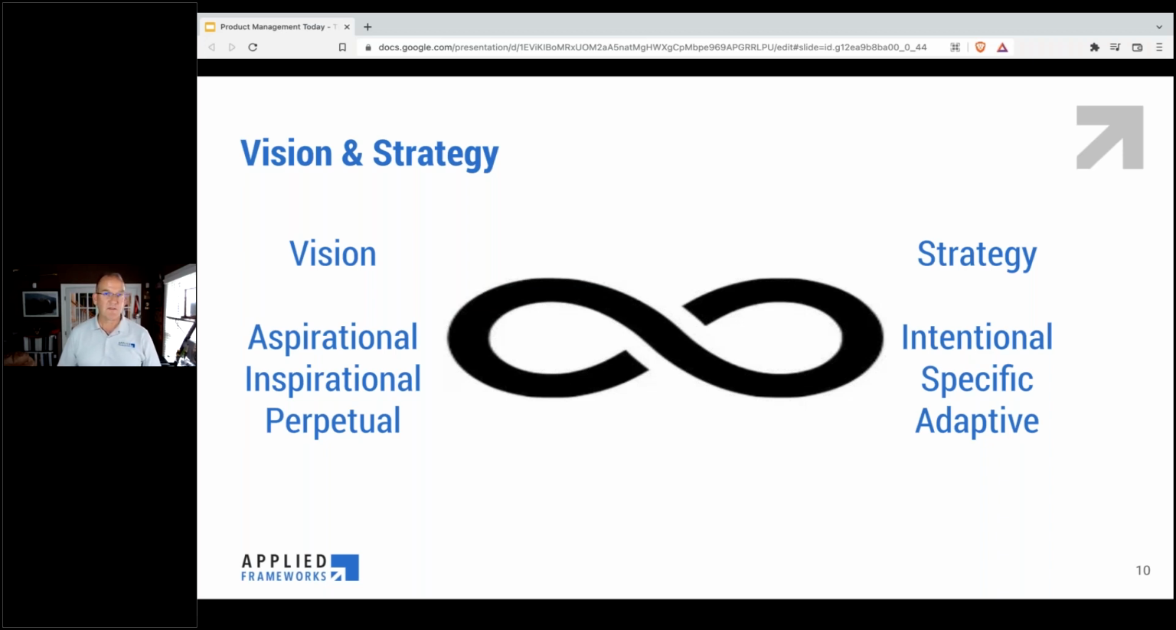But these are closely linked. I want to make sure that I do have alignment between my vision and strategy, but the strategy is going to be a lot more detailed, whereas the vision can be almost lofty in how it's describing a future state for our customers and other stakeholders.